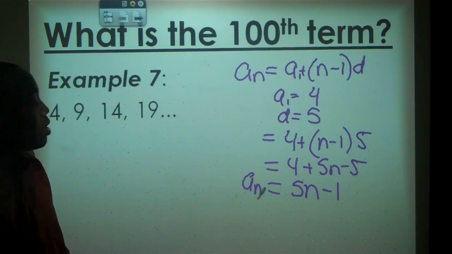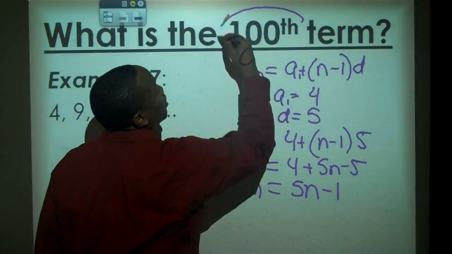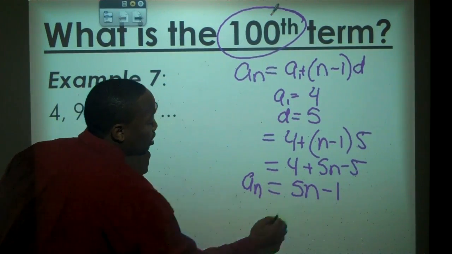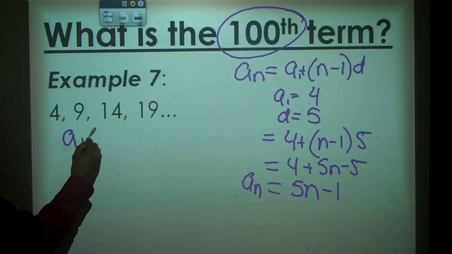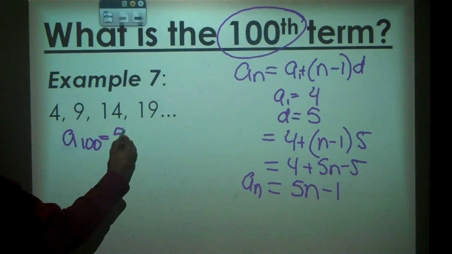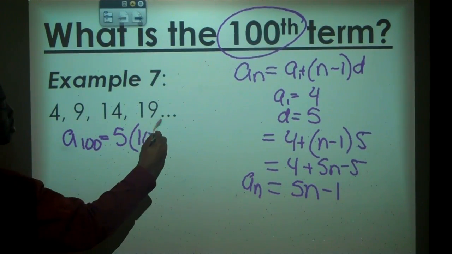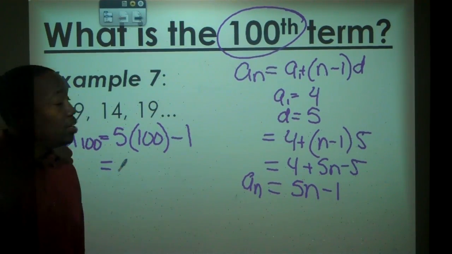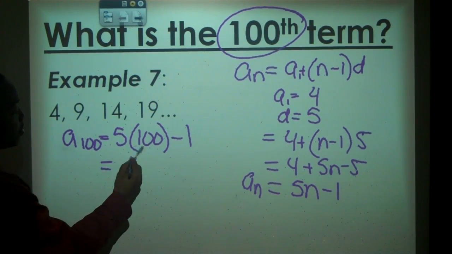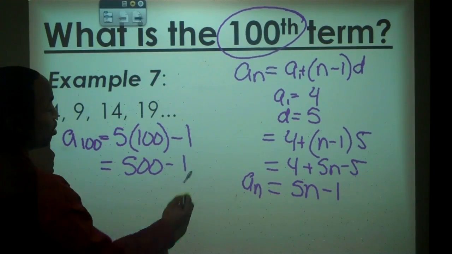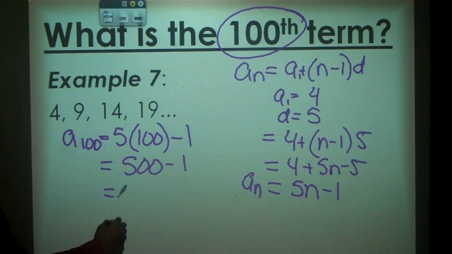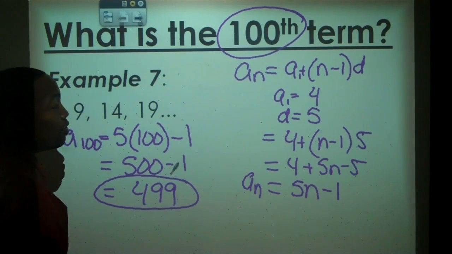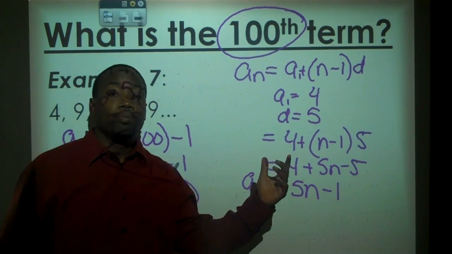So what am I looking for? I'm looking for my 100th term. So I take my 100 and plug it into n. So I get a_100 equals 5 times 100 minus 1. Now I basically just simplify. So 5 times 100 gives me 500, minus 1, and I end up with a simple answer of 499. This is how I find my 100th term.